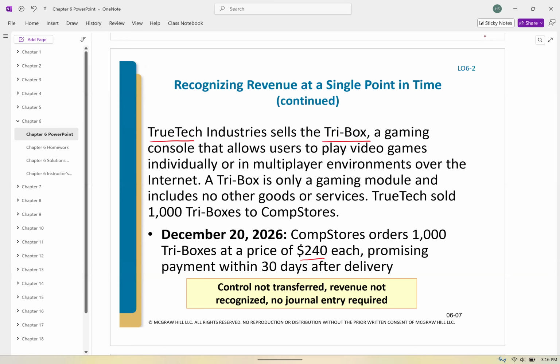Revenue has not been earned right here on December the 20th. They have just ordered it. There's not even a journal entry that we're going to make right now.